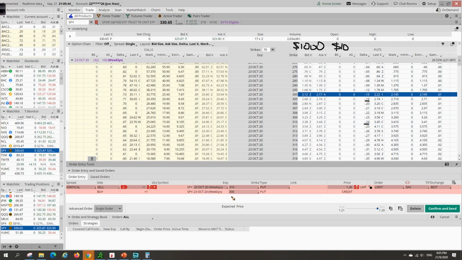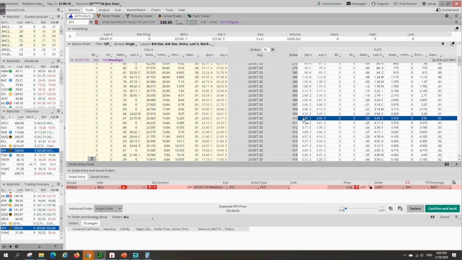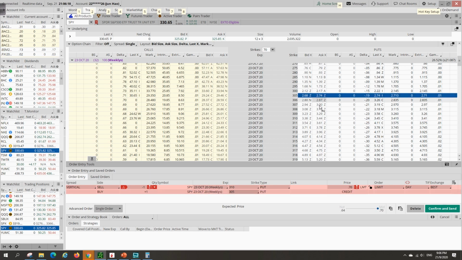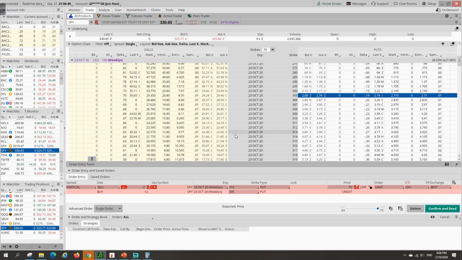Going by the conservative way, which means to only trade one contract, this trade would have a max loss of $1,000 minus the credit that we receive, which is $1.26. Another alternative would be to sell the 310 strike and then buy the 305 strike. And since we are risking $1,000 per trade, we can double up the size that we are trading. So we can trade up to 2 contracts.